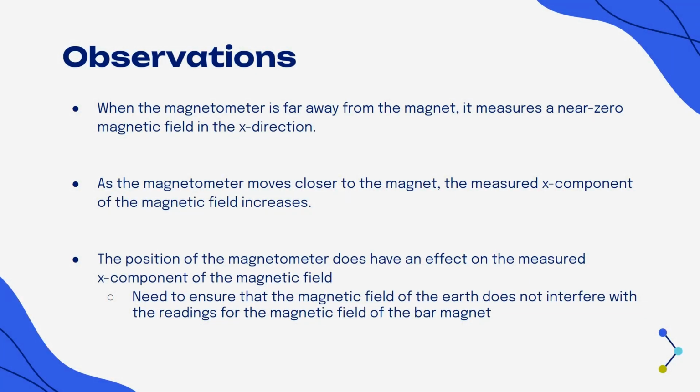Observations. When the magnetometer is far away from the magnet, it was seen that it measured a near zero magnetic field in the x direction. And as the magnetometer moves closer to the magnet, the measured x component of the magnetic field increases. So the position of the magnetometer does have an effect on the measured x component of the magnetic field. And we need to ensure the magnetic field of the Earth does not interfere with the readings for the magnetic field of the bar magnet.